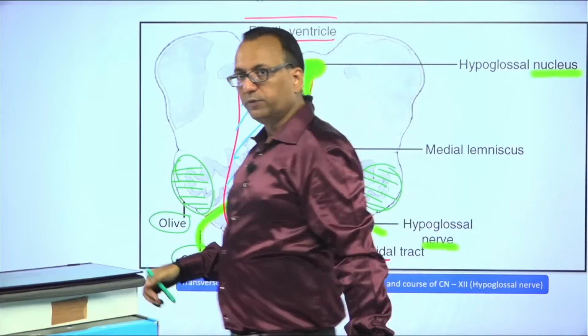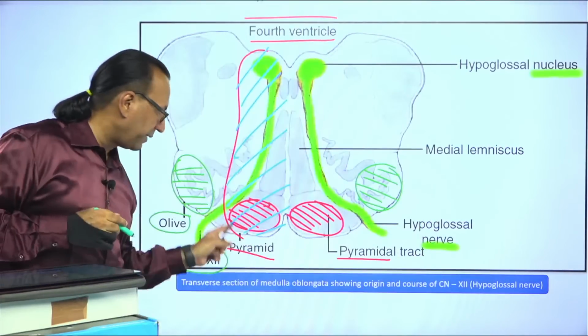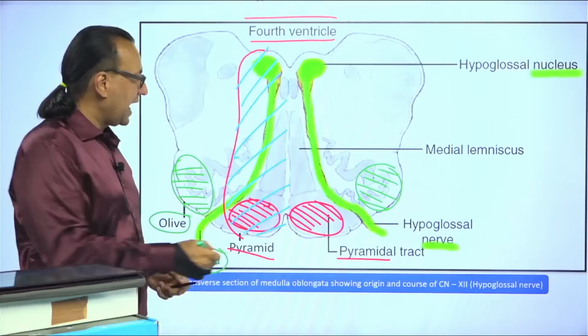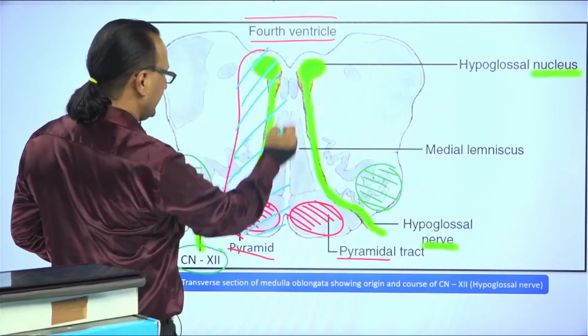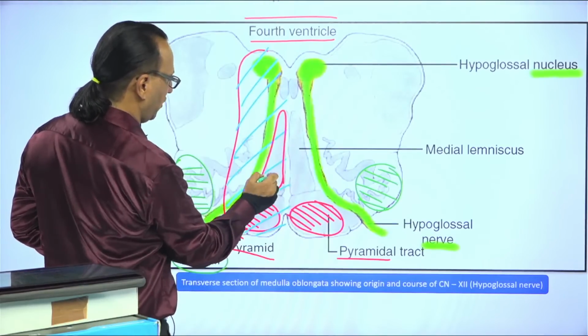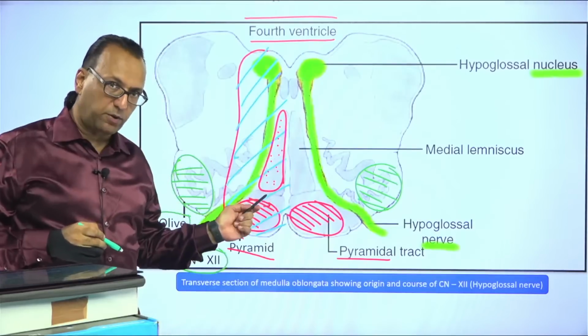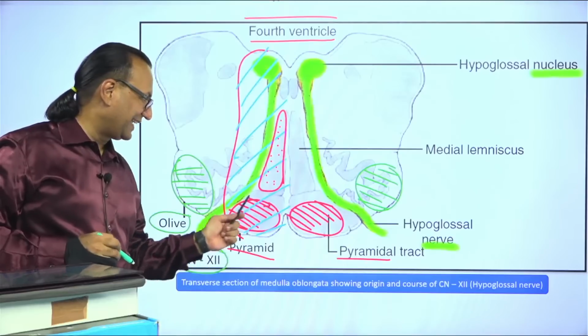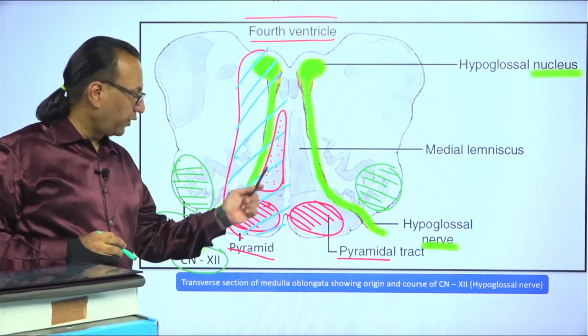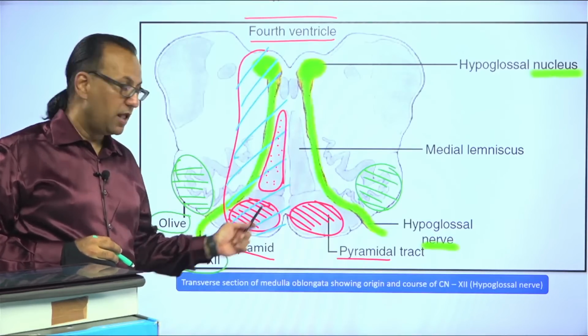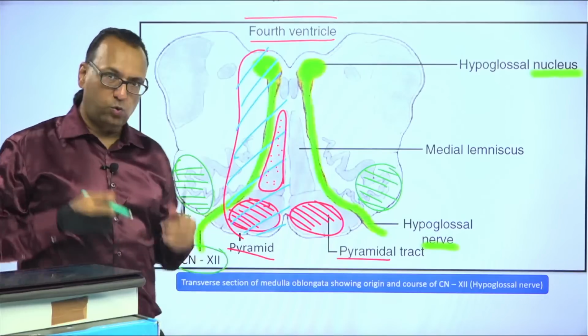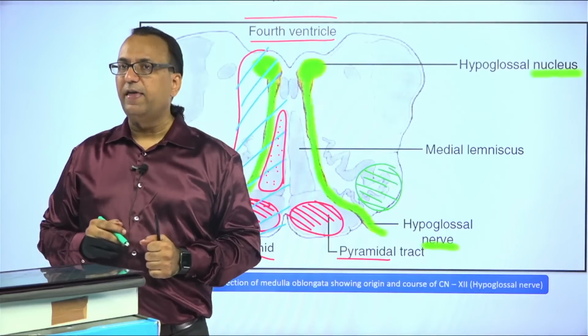There will be two more problems. What are the two more problems? See, the pyramidal tract is also compromised, and the medial lemniscus is also compromised. So when the medial lemniscus is compromised, or when the pyramidal tract is compromised, what is the problem? Problems will be contralateral. So what contralateral problem will be there?